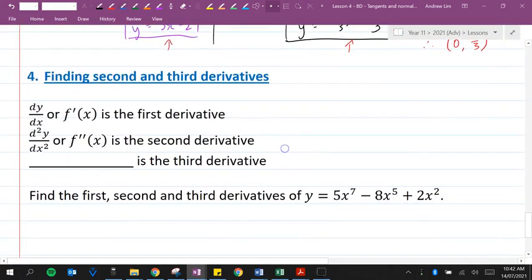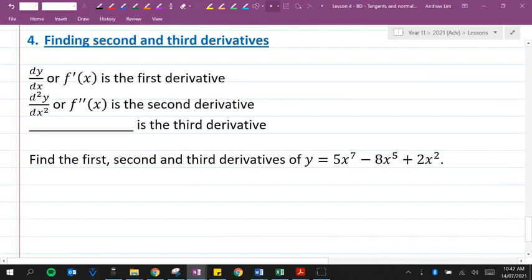Okay, let's have a look at the very last part of today's lesson, which is finding second and third derivatives. So dy/dx, or f dash of x, is the first derivative. d2y/dx squared, or f double dash of x, is the second derivative. So the third derivative is just going to be d3y/dx cubed, or f triple dash of x.